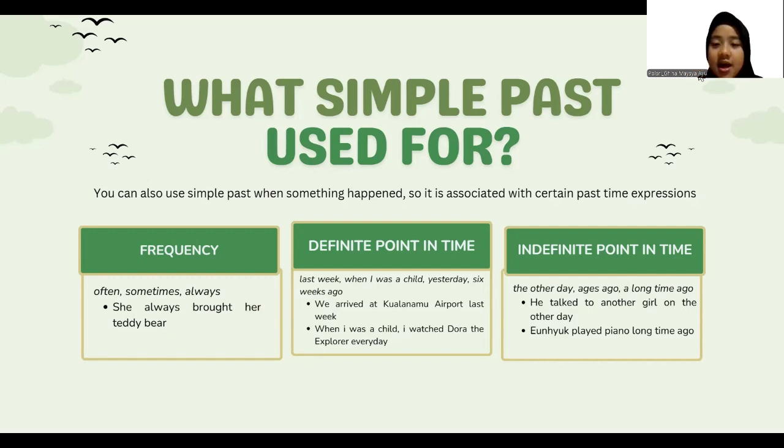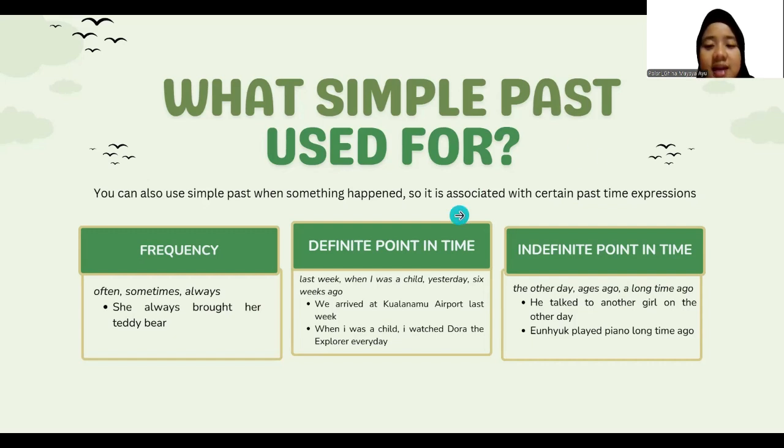And for the third expressions, we have indefinite point in time. For example, the other day, ages ago, a long time ago. For example, here we have, he talked to another girl the other day. Or the second example, Inyuk played piano a long time ago. Okay, so that is the function of simple past in three types of time expressions.